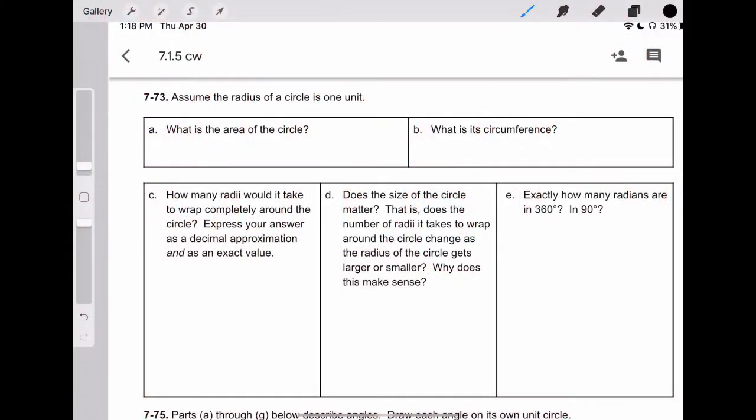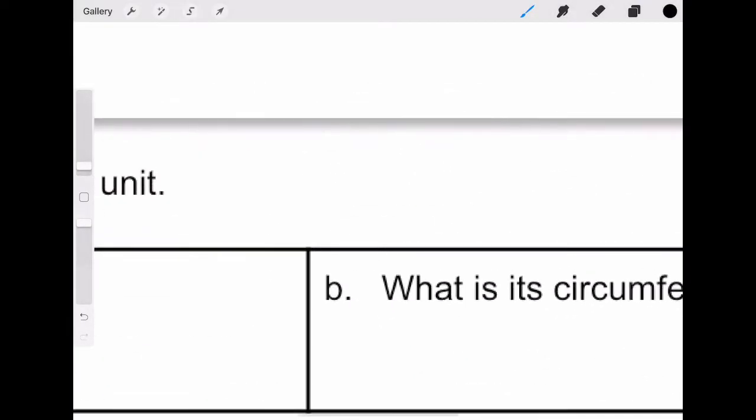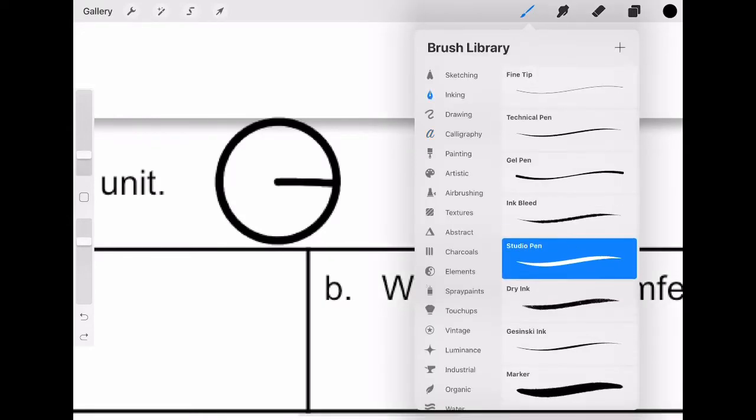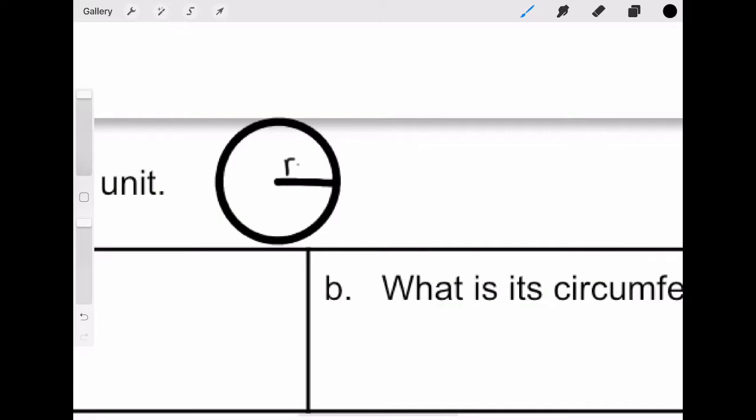So now for the next part, we are going to use what we know from geometry to figure out what's happening here with these radians. So on number 73, it says, assume the radius of a circle is 1 unit. Okay, so you have a circle and it has a radius of 1. So I'm just going to draw a little circle so that we can see. It has a radius of 1.